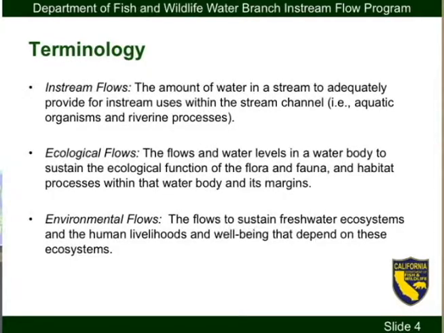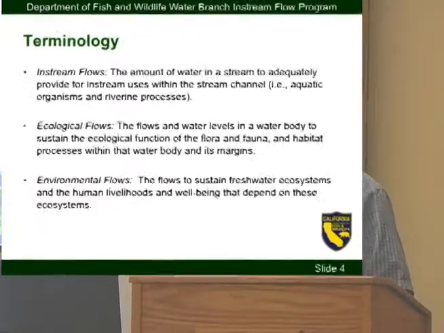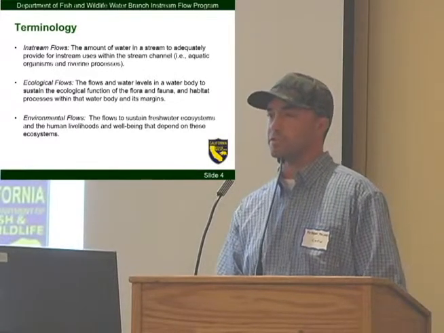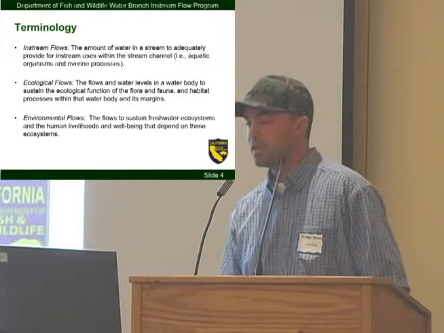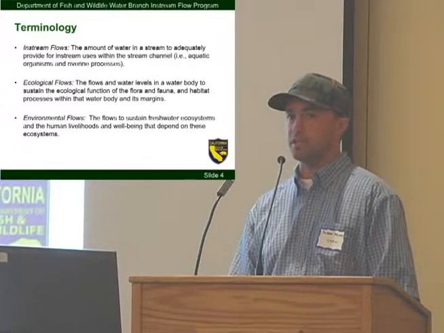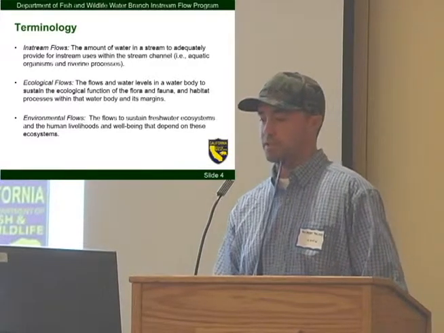A little terminology. I mentioned in-stream flow, and that's basically the amount of water in a stream to provide for in-stream uses within the channel. There's also a term that's going around, there's a lot of terms. Ecological flows is another one. Those are flows and water levels to sustain the ecological function, basically the flora and fauna and the habitat that supports those flora and fauna within the stream. Environmental flows are different. Sometimes they get used interchangeably, but environmental flows are the flows that sustain the freshwater ecosystem as well as the human livelihoods that depend on those ecosystems.